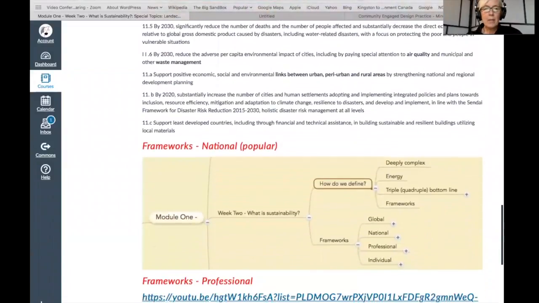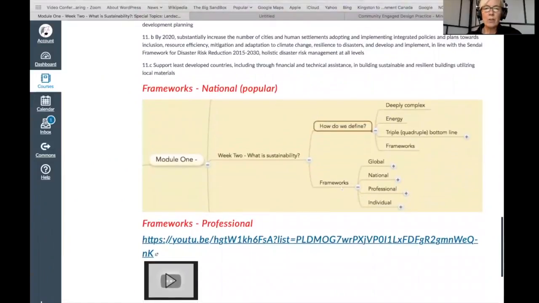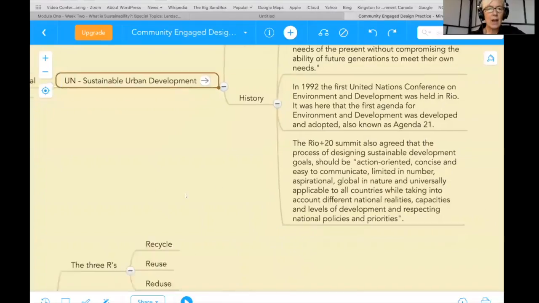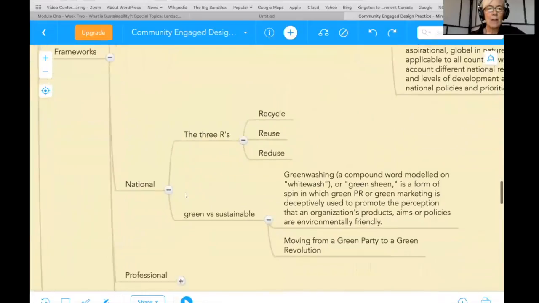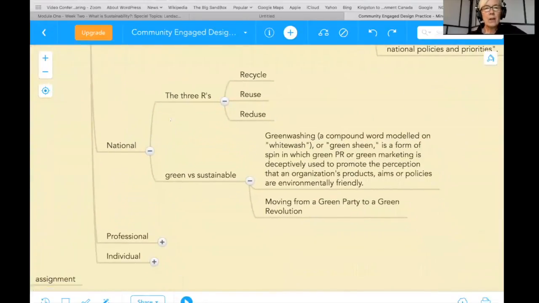So the next piece is this idea of frameworks. And frameworks we will get into much more in the second module when we get into more defining things. But there's a couple of things here. We just talked about global. At the national level, one of the things that is interesting is obviously the 3 R's: recycle, reuse, reduce. Green has become a national commodity in so many ways. And that's where this whole idea of green versus sustainable, which is it?